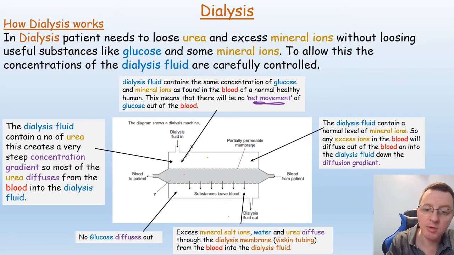So excess mineral ions, salt, water and urea will diffuse through the dialysis membrane, the Visking tubing, from the blood into the dialysis fluid, and therefore when the blood returns to the patient, it will have its normal body chemistry for the next few days until those waste ions build up again.